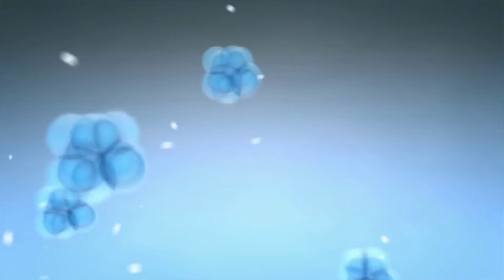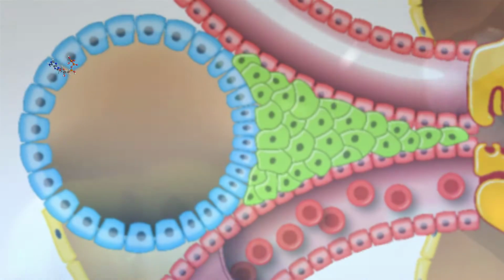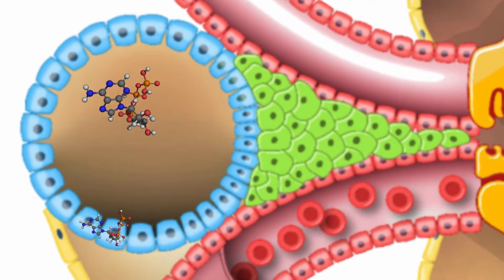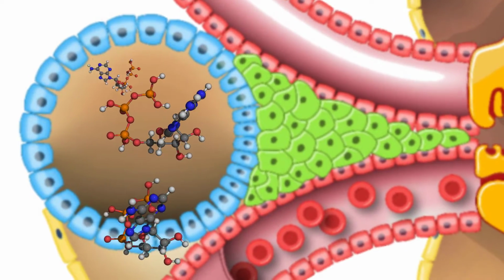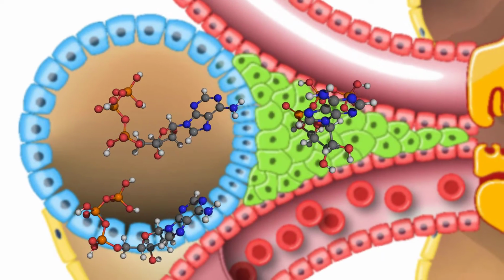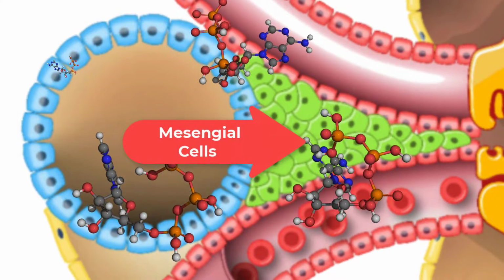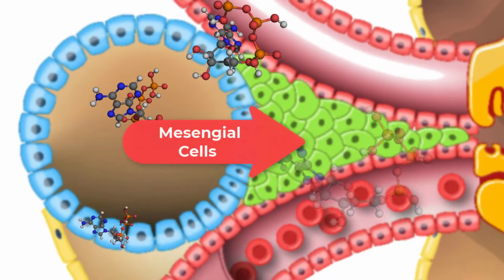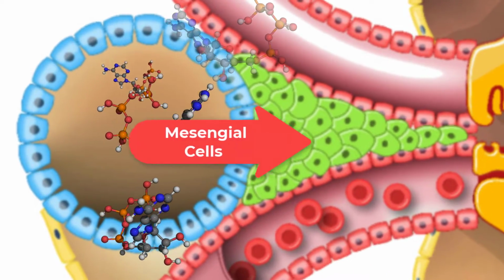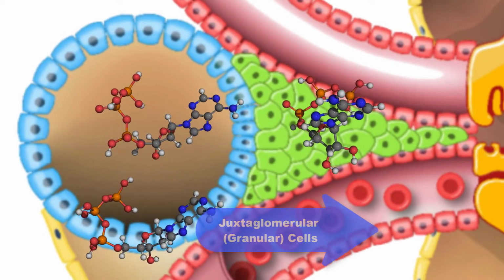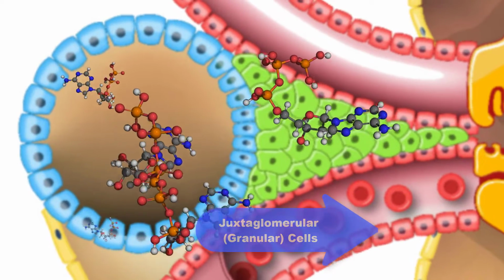Cells of the macula densa absorb sodium, potassium, and chloride ions, and water flows osmotically. The cells swell and secrete ATP from their basal surfaces. The ATP is metabolized to adenosine by nearby mesangial cells. Adenosine acts as a paracrine messenger that stimulates the nearby juxtaglomerular cells, or simply granular cells.